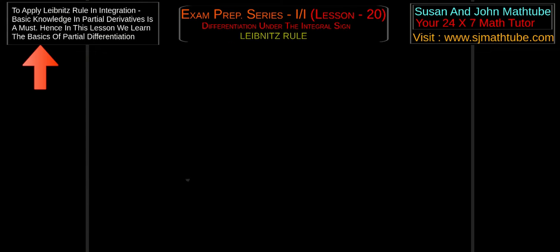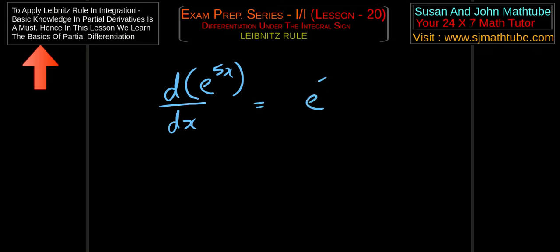Okay. Now let's move ahead to the next type. And before we start the next type, I want you to understand one thing. Look, I'm using d. D means ordinary derivative. Okay, can you tell me what is the ordinary derivative of e to the power 5 into x? I'm sure you know this. Yeah, e to the power 5x multiplied by the constant.